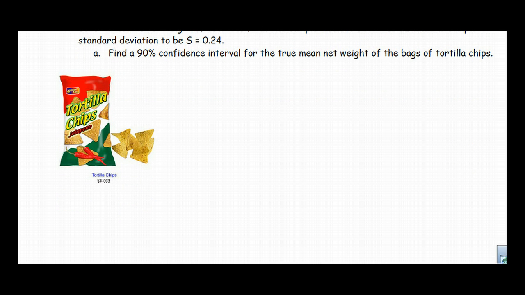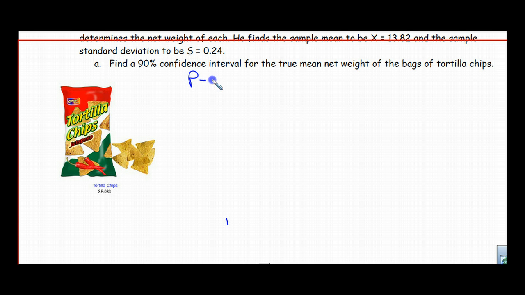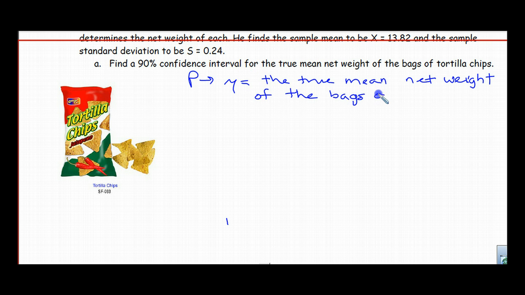So that means I'm going to be running a PANIC. Let's do our P. We're trying to find mu, the true mean net weight of the bags of tortilla chips. If you're not sure how to come up with this, and you've noticed that this kind of mimics the conclusion as well, sometimes it helps to look back here. Sometimes they give you hints on what you're really trying to find. So look back at the problem and try to read, what am I truly trying to find here?